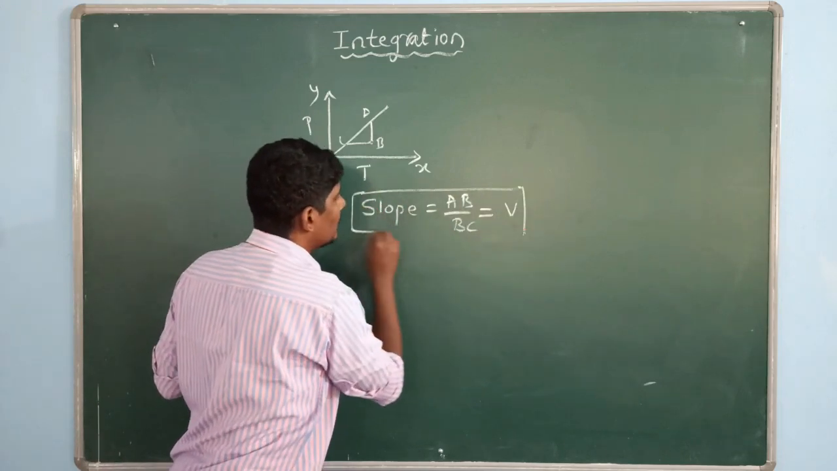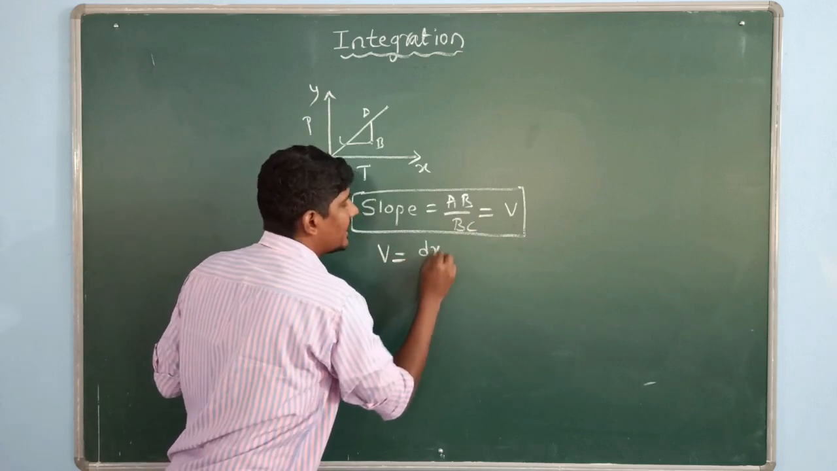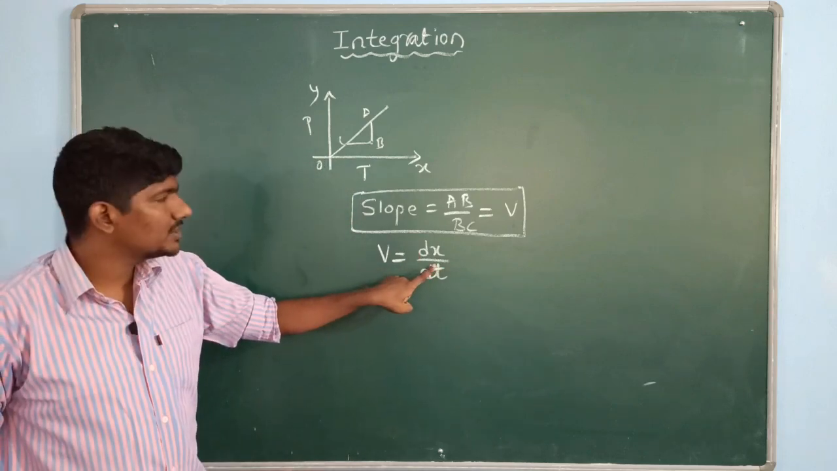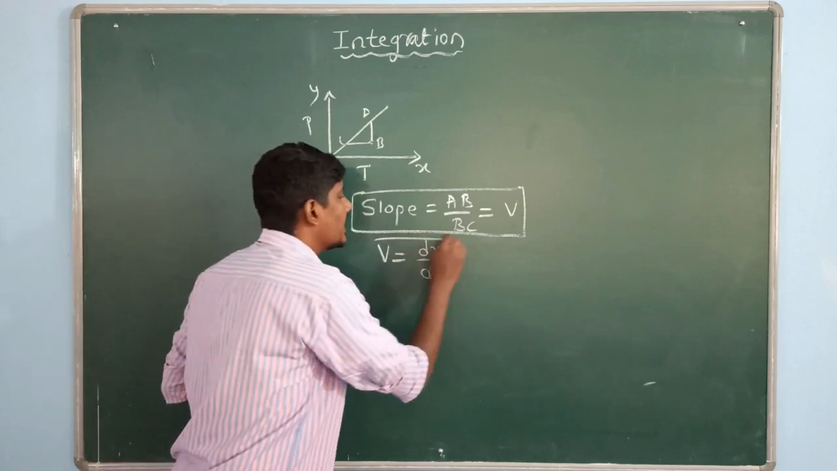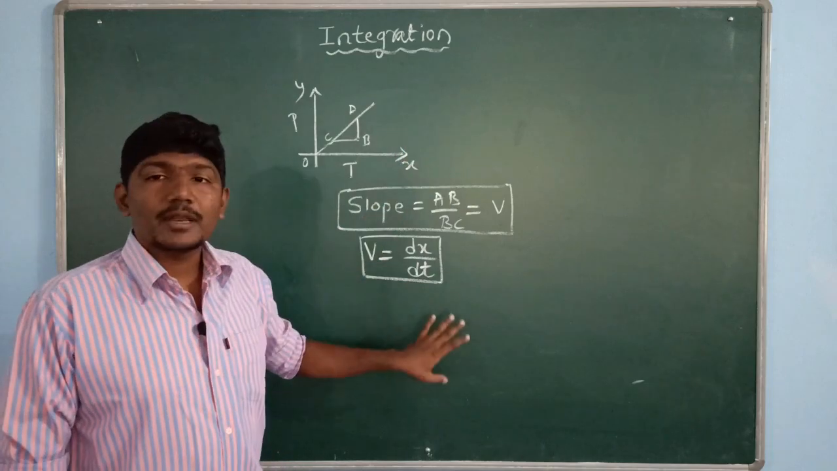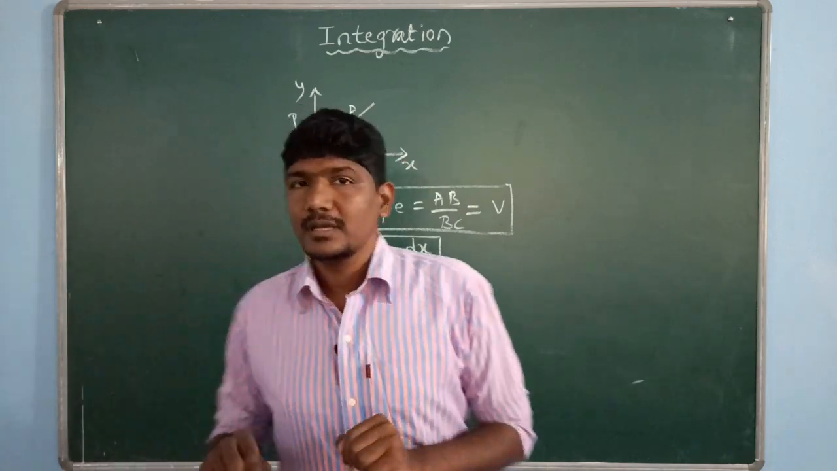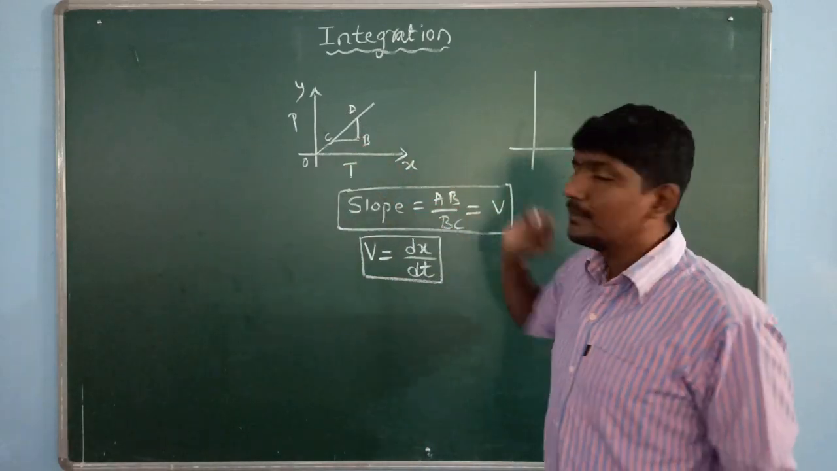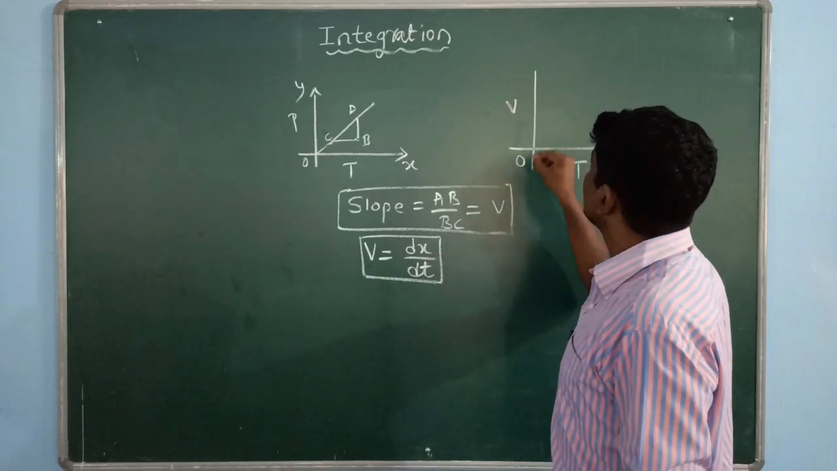Now our next step is what? If this is true, we can write v equals dx by dt. From differentiation we know this: the rate of change of position with respect to time gives you velocity. Simple concept, very important. As we know, integration is the reverse process of differentiation. Let's see using the VT graph. Let's draw the VT graph for this particular PT graph. So here I will write v and here time, with origin 0.